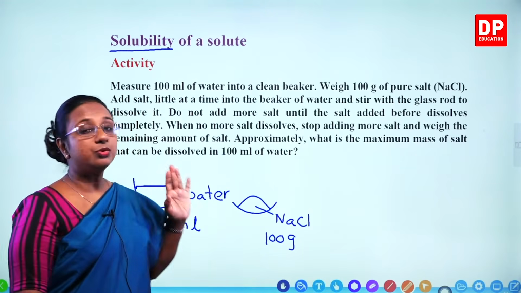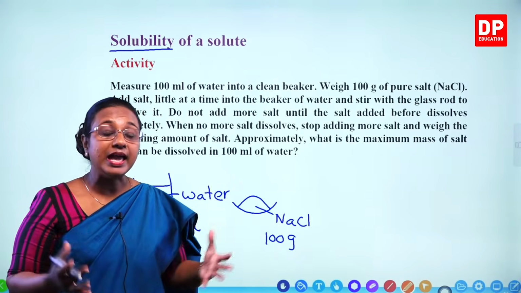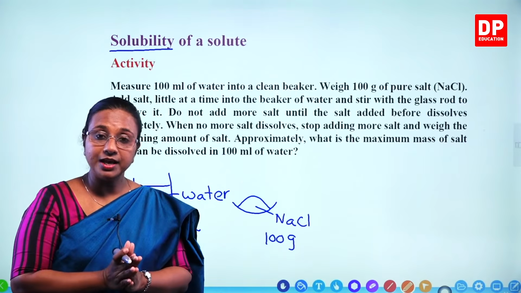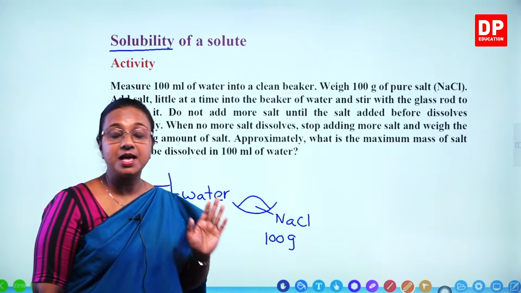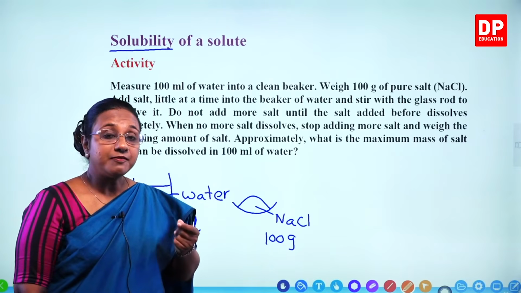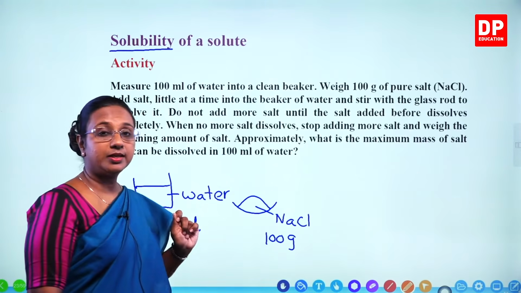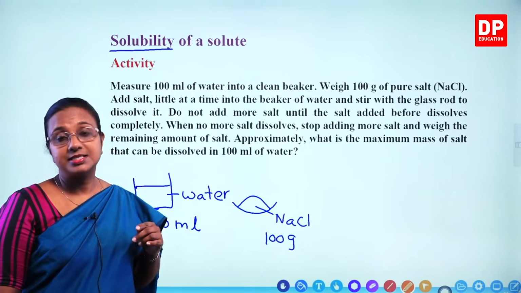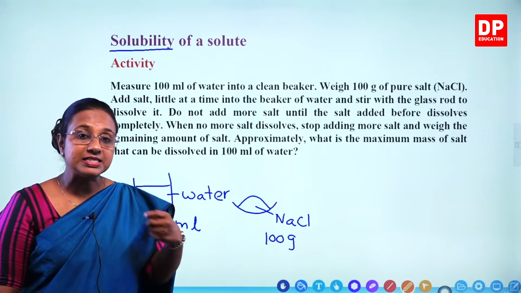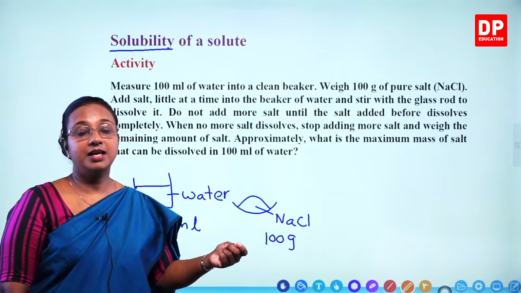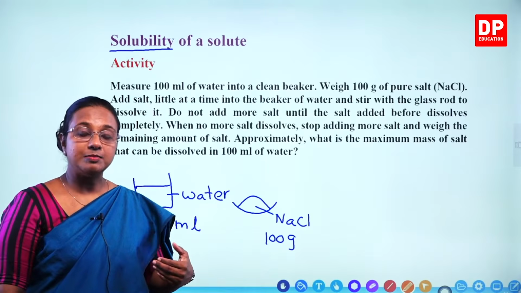Here, if we do the activity in a quantitative manner, where we weigh all the substances accurately, then you have to initially weigh 100 grams accurately. After that, add salt little by little into water. Mix it well by stirring with a glass rod. You add a very small amount, mix it, and you have to wait until you see that everything is dissolved. Then you add a little bit more.